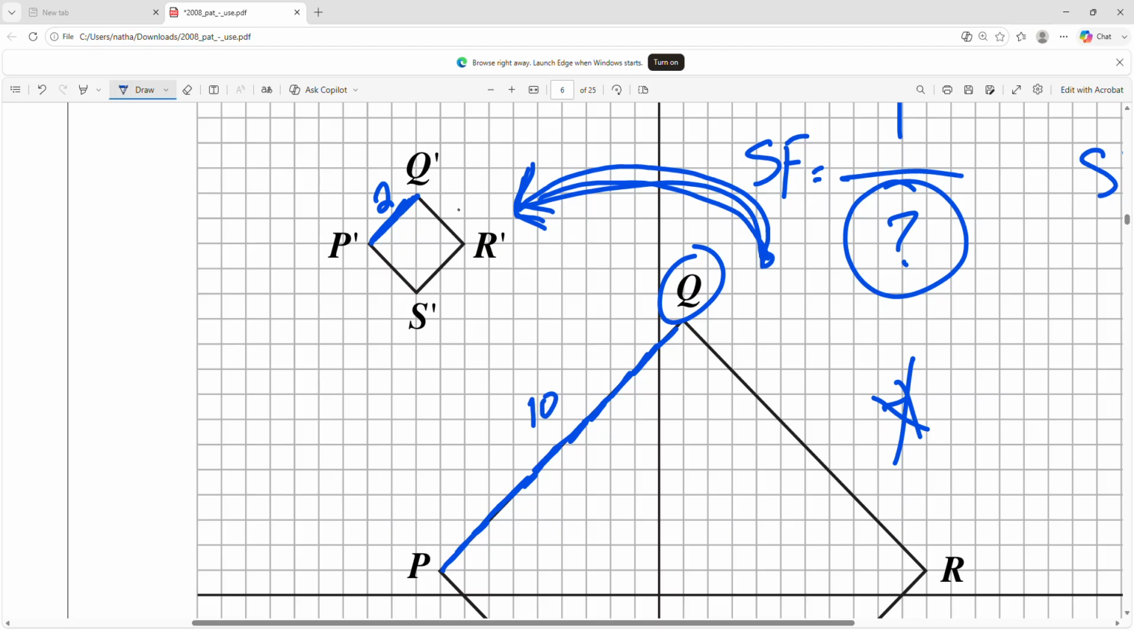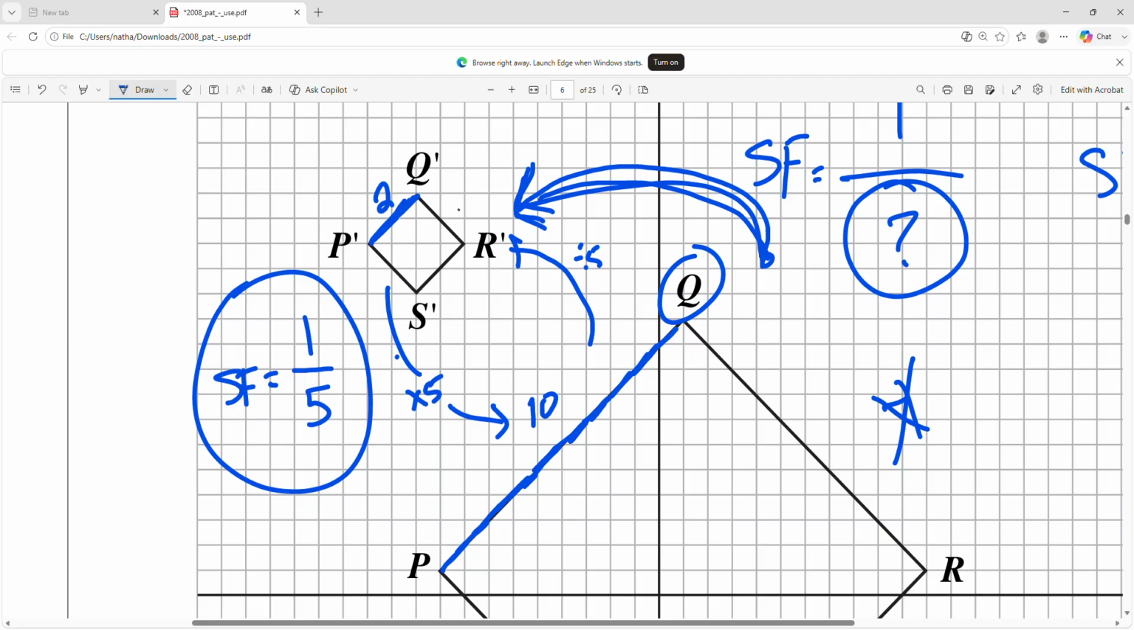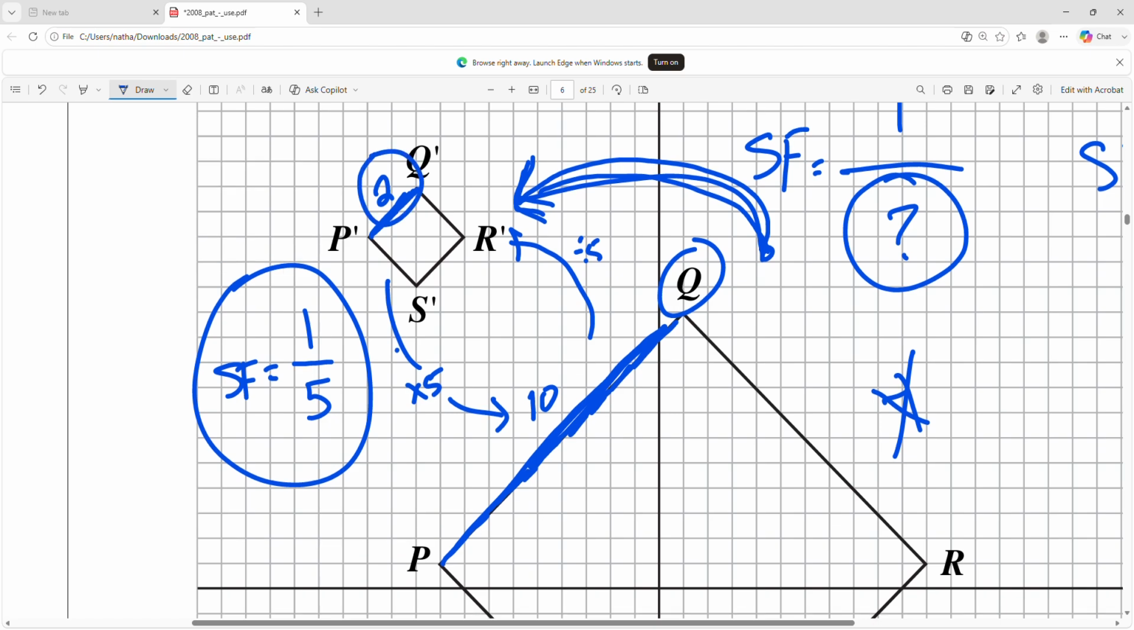So it looks like from 2 to 10, we multiplied by 5, right? Or if we went this way, we divided by 5 to get to the smaller number of 2. So my scale factor should be 1 over 5, right? That's like we're dividing by 5. So it's 1 over 5. I can use the scale factor if I were to multiply the length of this side, 10. 10 times 1/5 would give me 2, right? So that's going to be my scale factor here.